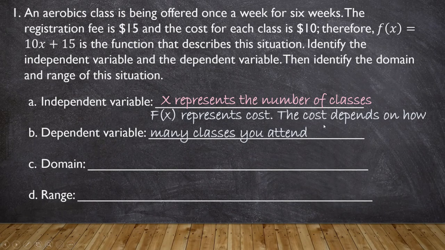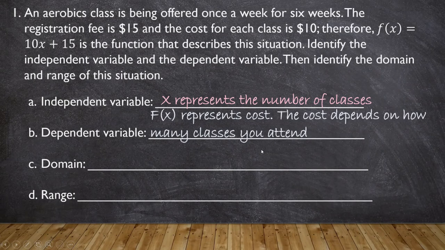And then just make sure when you think about your dependent variable in your mind or write it out in a sentence, the cost depends on how many classes you attend. Make sure that sentence makes sense, because if you switch it around and it doesn't make sense, then you probably have identified those incorrectly.